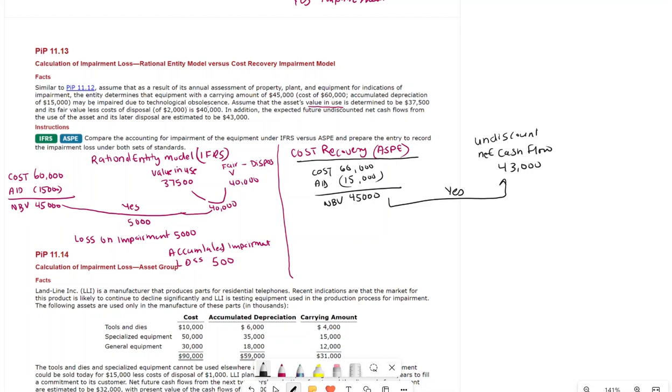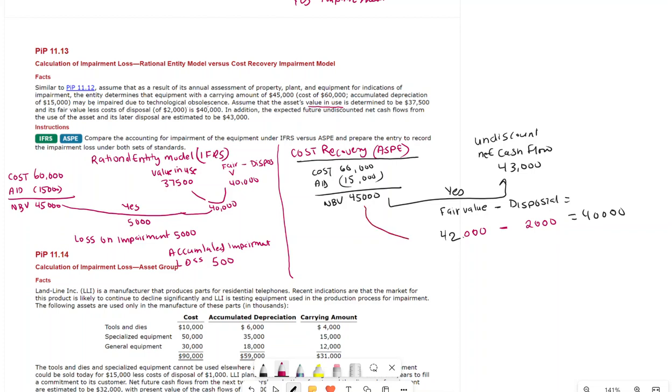What we are going to do, in this case, we compare it to the fair market value. They told us in the question that the fair value minus your disposal is equal to $40,000, and I should put it in here, it is $40,000. So when you do that, we know we had a disposal cost of $2,000, and that gives you my fair value of 42,000.